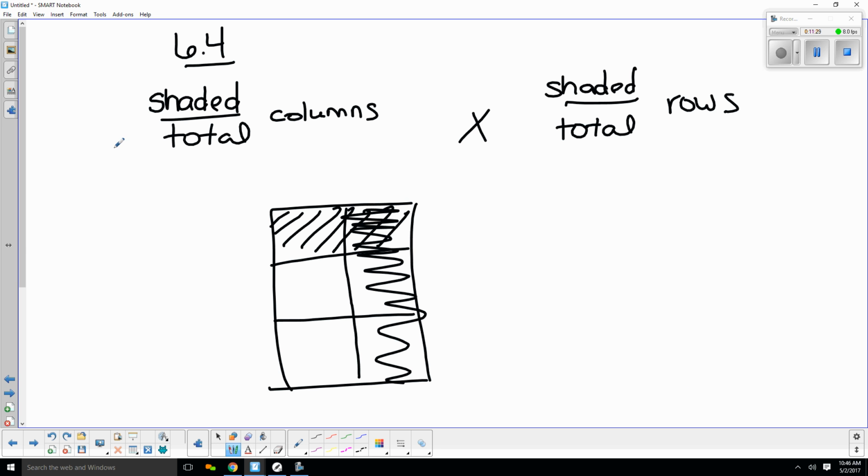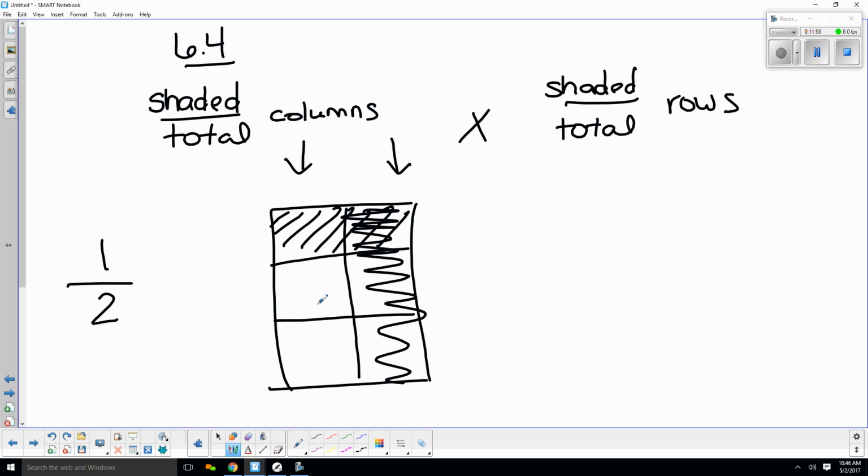Now, when I say shaded columns, do not worry about the lines that are going across my paper. Columns, remember, go up and down. So how many total columns do we have? We have 2 total columns. How many of those are totally shaded? It has to be, the whole column has to be shaded. So that was 1. So I have 1/2 of my column shaded.